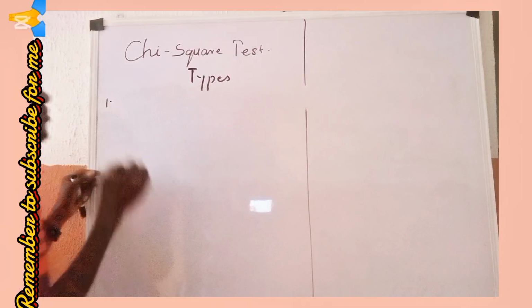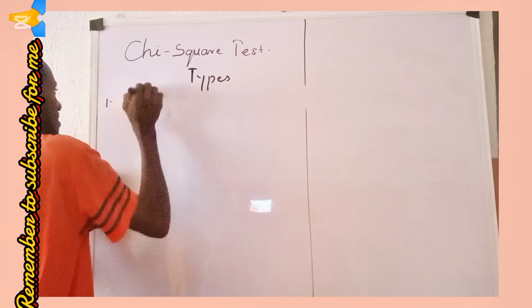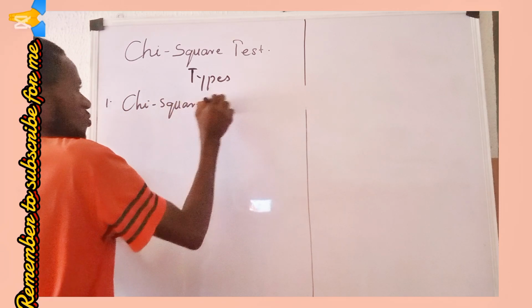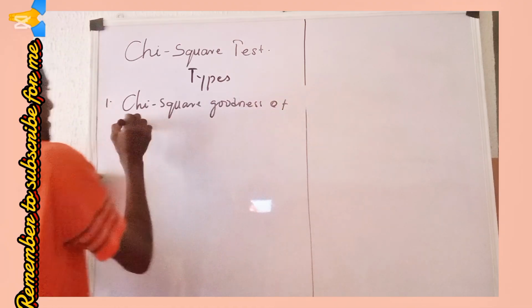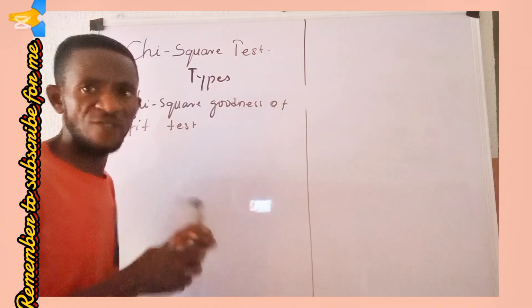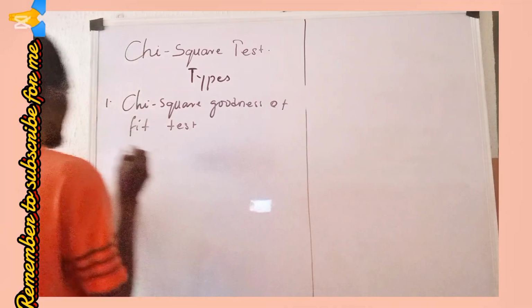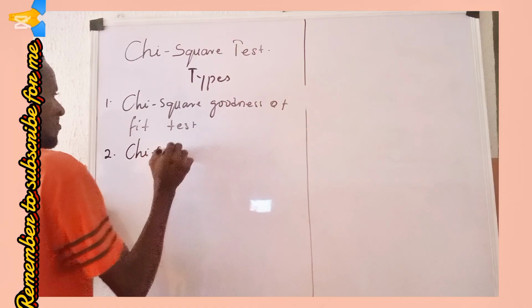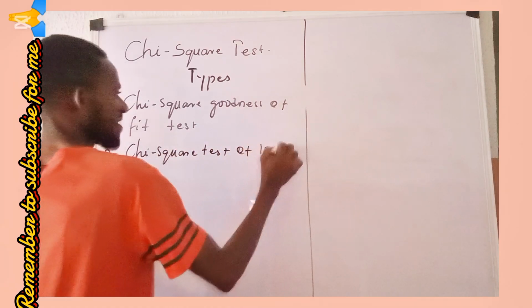Number one, we have what we call chi-square goodness of fit tests. And number two, we have what we call chi-square tests of independence.